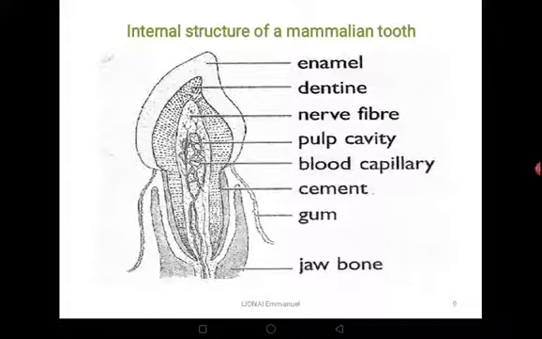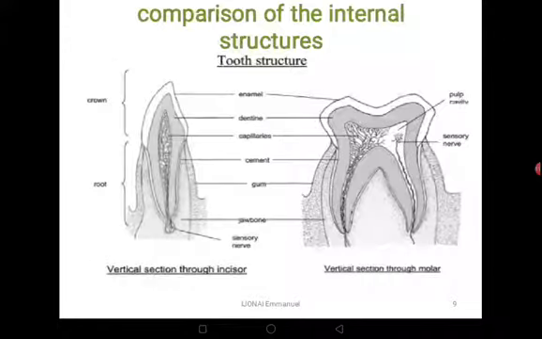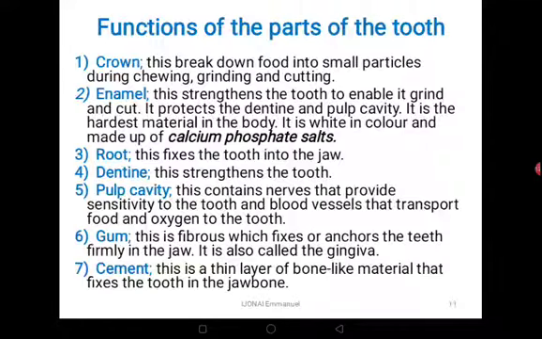Then we have the dentine below the enamel, and then we have the pulp cavity where we find the nerve endings and the blood capillaries. The blood capillaries and the nerve endings are usually found in the pulp cavity. Then we have the cement, the gum, and the jawbone. We are going to see the functions of each of those parts. So when you compare the two internal structures of the teeth, where we have the molar and then the incisor, you can see the arrangement and the location of the parts quite clearly there.